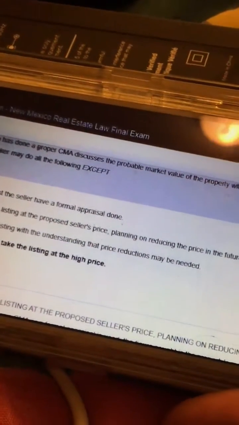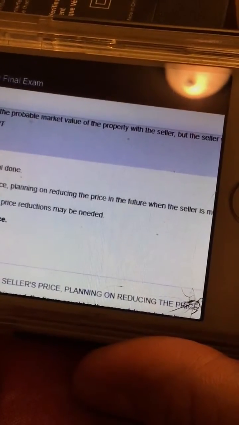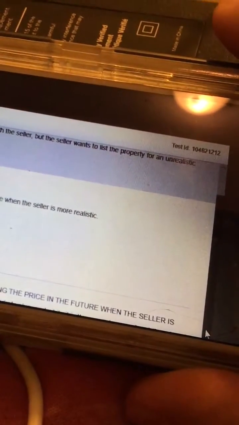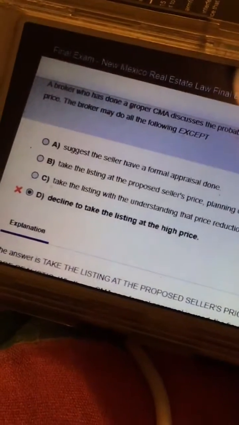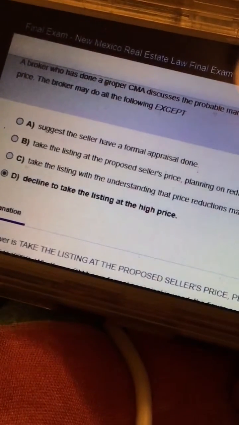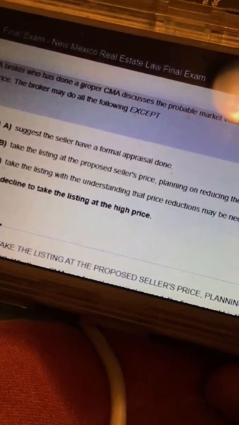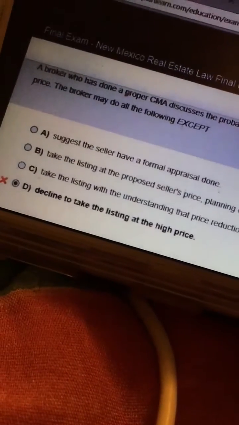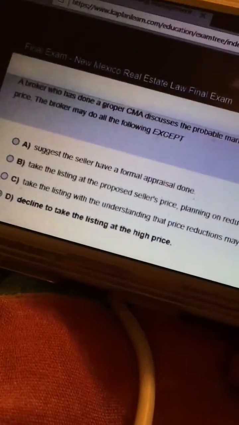A broker who has done a proper CMA discusses the probable market value of the property with the seller, but the seller wants to list the property for an unrealistic price. The broker may do all of the following except A, suggest the seller have a formal appraisal done. B, take the listing at the proposed seller's price, planning on reducing the price in the future when the seller is more realistic. C, take the listing with the understanding that price reductions may be needed. Or D, decline to take the listing at the high price.